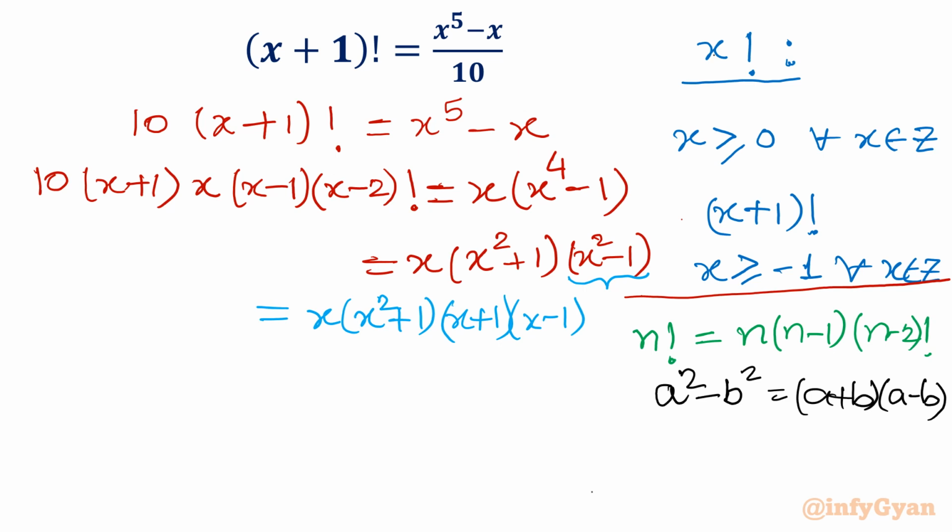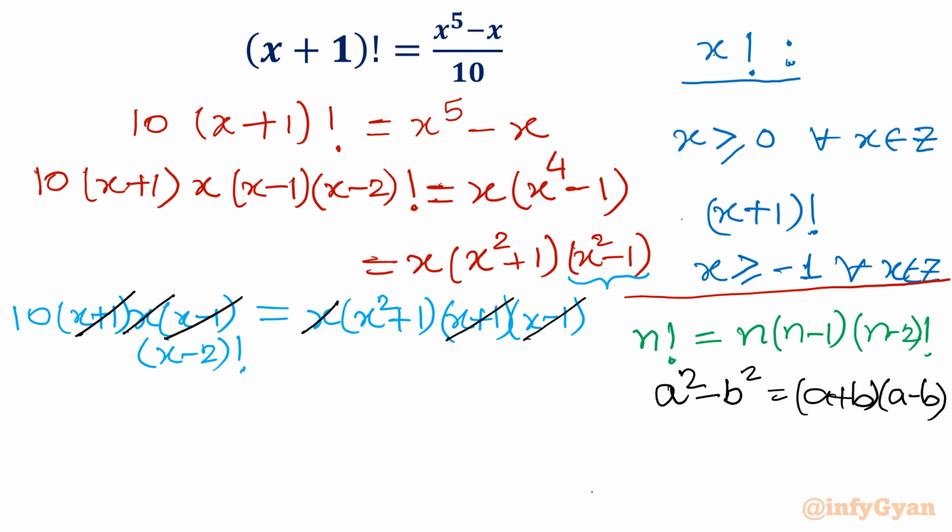LHS, let me write one time: 10 times (x plus 1), x, (x minus 1), (x minus 2) factorial. Okay, now whatever we can cancel, we will cancel. See, x plus 1 cancelled out, x cancelled out, x minus 1 cancelled out. Now while cancelling this, ultimately we are dividing, so these should not be solutions. So x equal to plus 1, minus 1 and 0 we have to check, and they will not satisfy the equation.